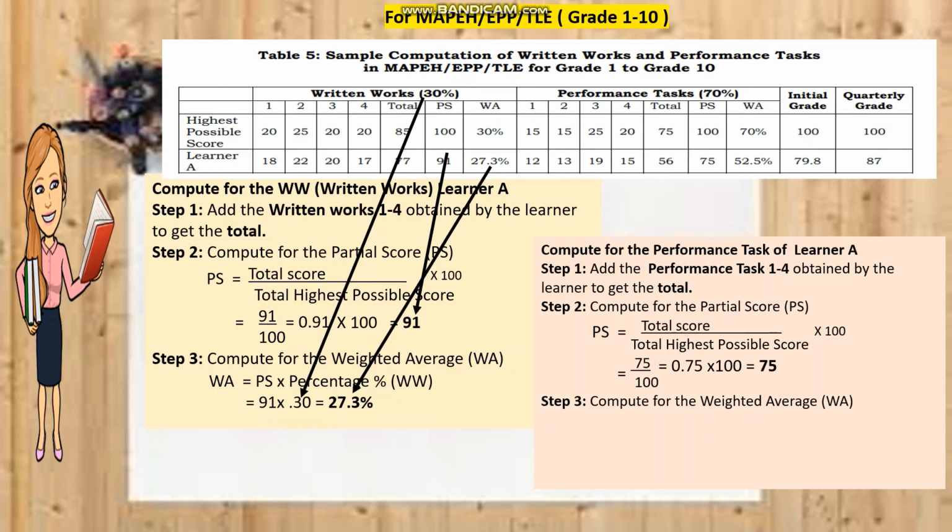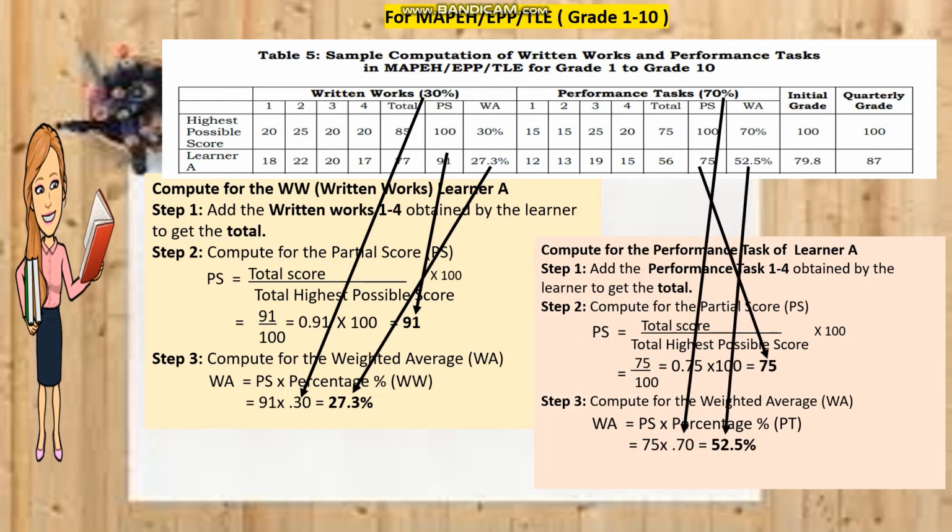Step 3. Compute for the weighted average. Weighted average is equal to partial score times percentage of the performance task, equals 75 times 0.70, and the answer is 52.5%. Weighted average for the performance task.